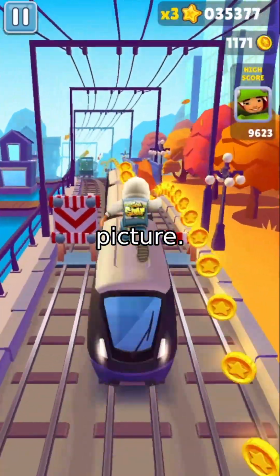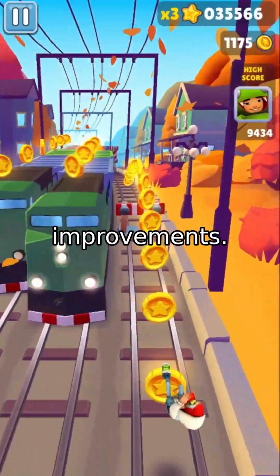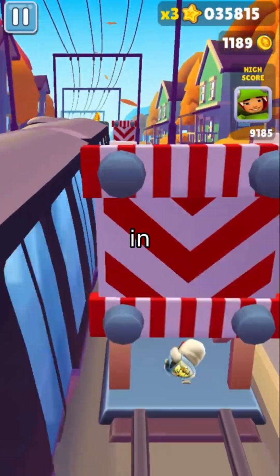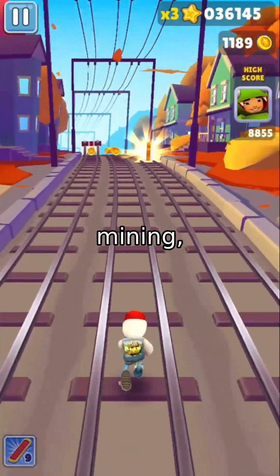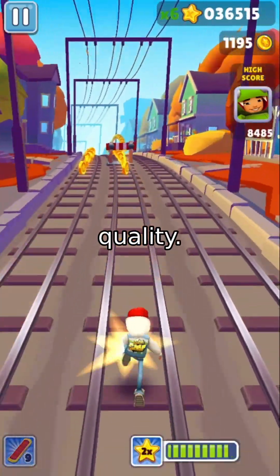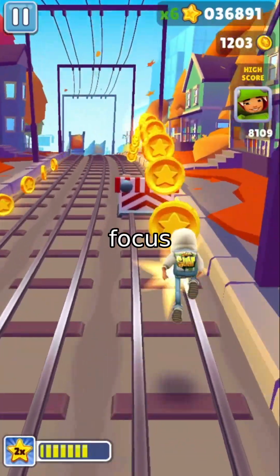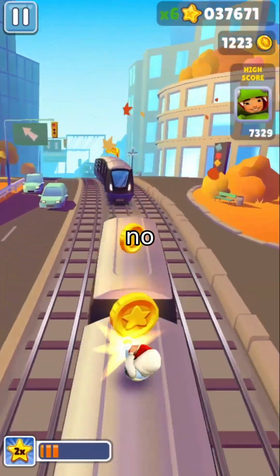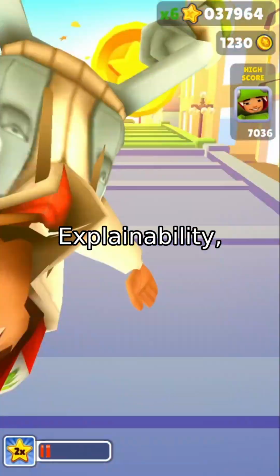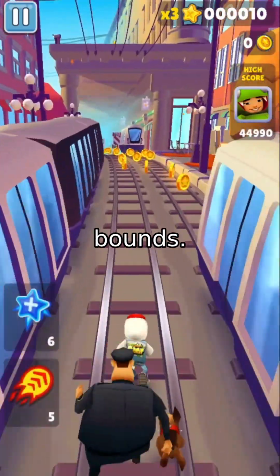The bigger picture. Fips and HFips aren't just incremental improvements. They're paradigm shifts in how we interact with numerical data. They enable interactive mining, instant feedback on pattern quality, bias-aware exploration, focus on high-impact regions without manual filtering, scalable discovery, no full enumeration needed, and explainability, patterns are interpretable with clear bounds.